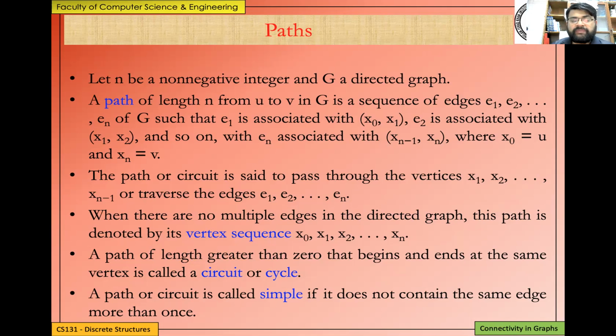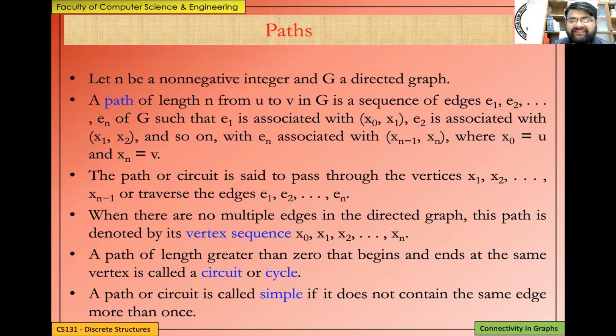The path or circuit is said to pass through the vertices x1, x2, up to xn minus 1, or traverse the edges e1, e2 up till en. So it traverses the edges or passes through certain vertices. When there are no multiple edges in the directed graph, this path is denoted by its vertex sequence. So of course, if there are no multiple edges and the graph is a simple directed graph, not a multi-directed graph, then we can simply give the vertex sequence to define the path that has been used: x0, x1, x2, and so on till xn.